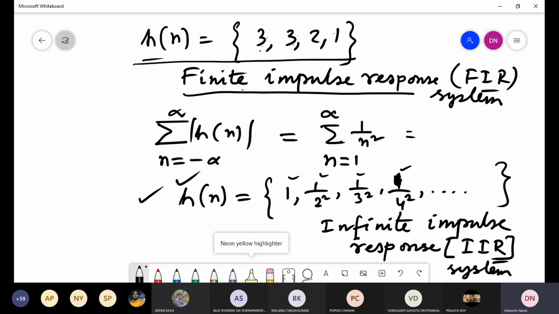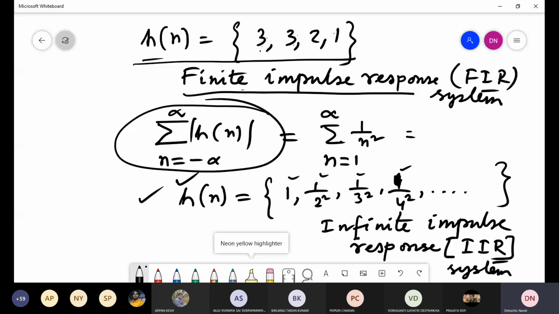So FIR system is always a stable system, whereas IIR system may be stable, may be unstable. We have to determine by finding out this infinite summation. If we see that the summation is finite, then I will say that this system is stable. Summation is finite means this is a converging sequence. Otherwise, if the summation result is infinite, then I will say that this is a diverging sequence, so the system is an unstable system.